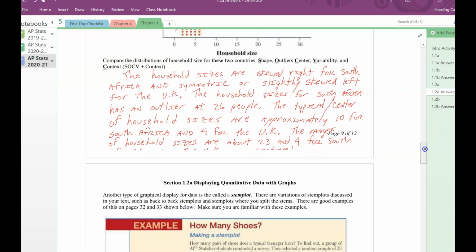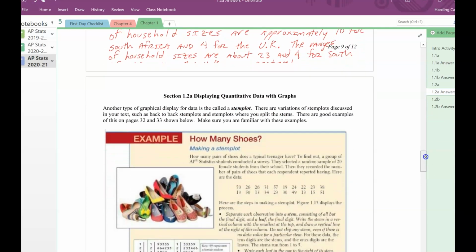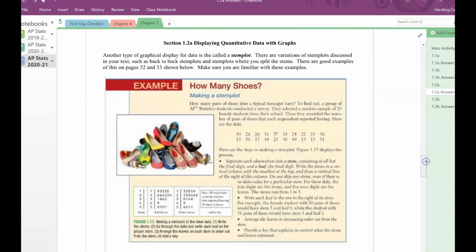Okay, so what we're going to move on to is something called a stem plot. Some of you may have heard this called a stem and leaf plot in other classes. We're going to refer to it just as a stem plot. And this is another way to organize quantitative data. It's similar to a dot plot in that you will get to see all of the data. And if you have too much data, it can be a little bit cumbersome to draw out.